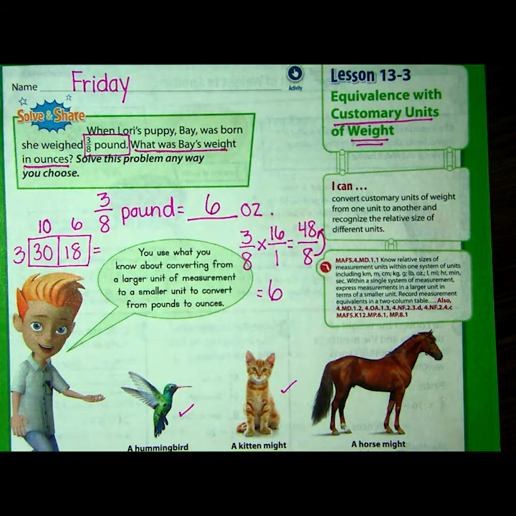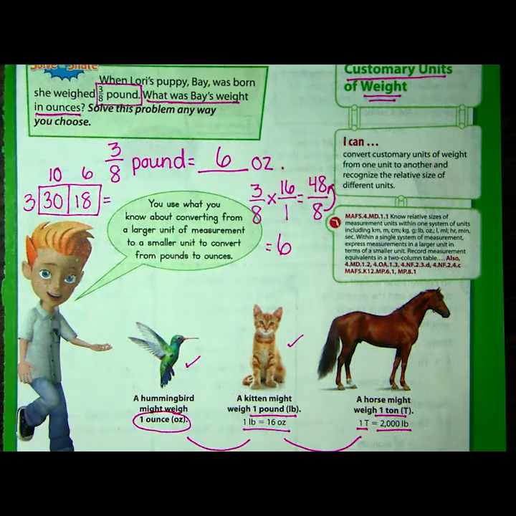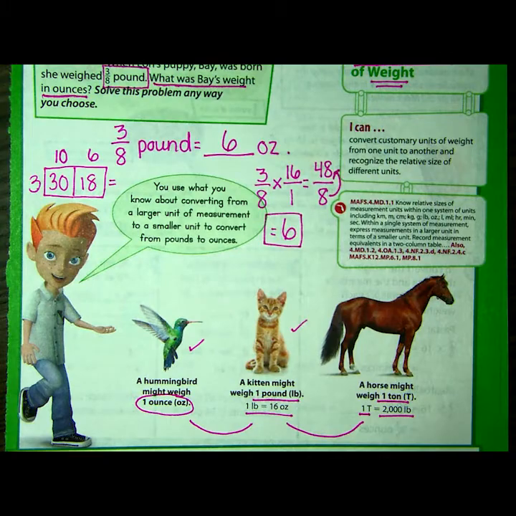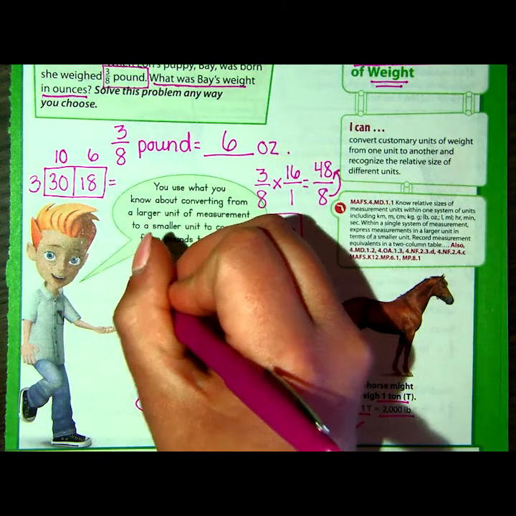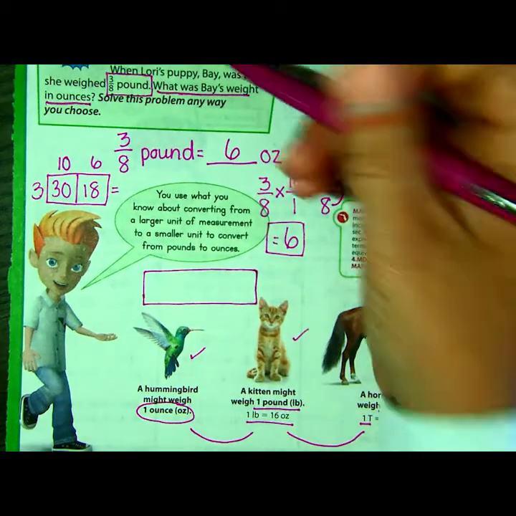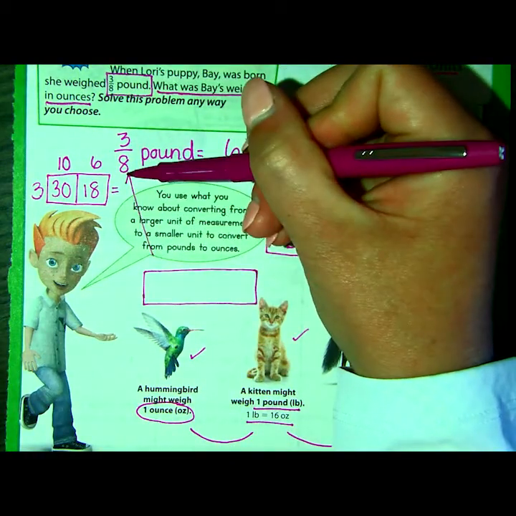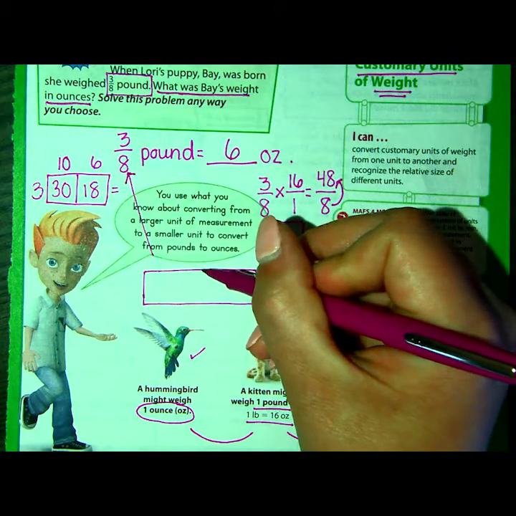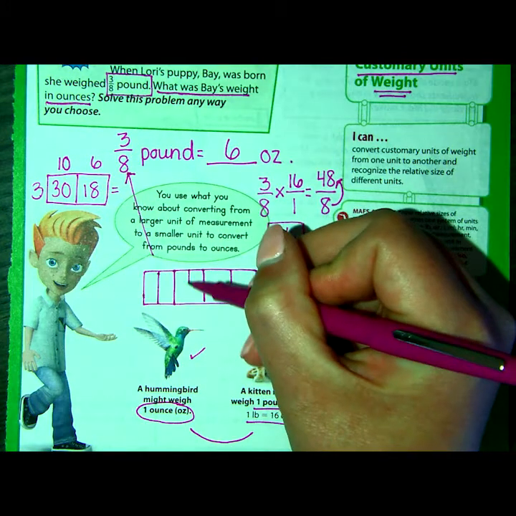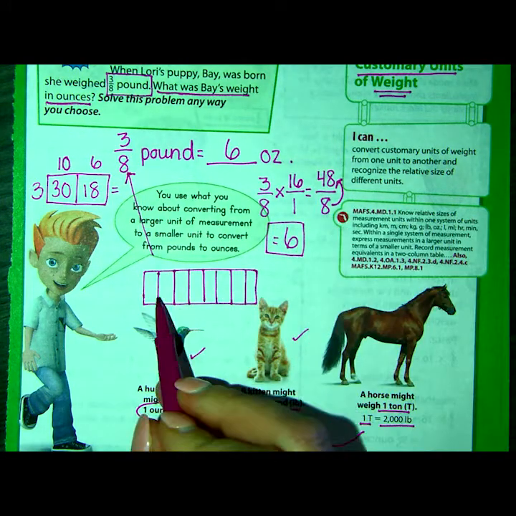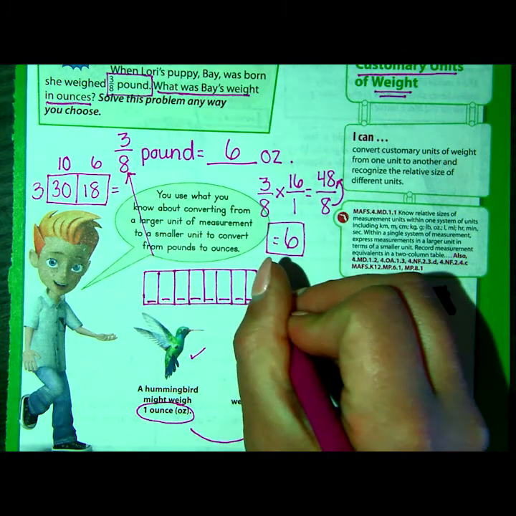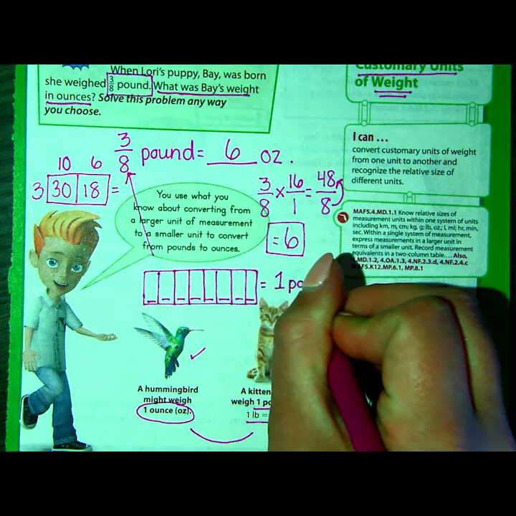Now, for some of you, I know you like to draw a picture to help you solve. And let's take a look at how we could draw a picture. Well, if this is your whole pound, right? And you think about your fraction, they're breaking it apart into 8 equal parts. So I'm going to cut this into half and then cut those in fourths and then cut each one of those in half. Now I have 1, 2, 3, 4, 5, 6, 7, 8 equal parts is equal to 1 pound. We need to think.